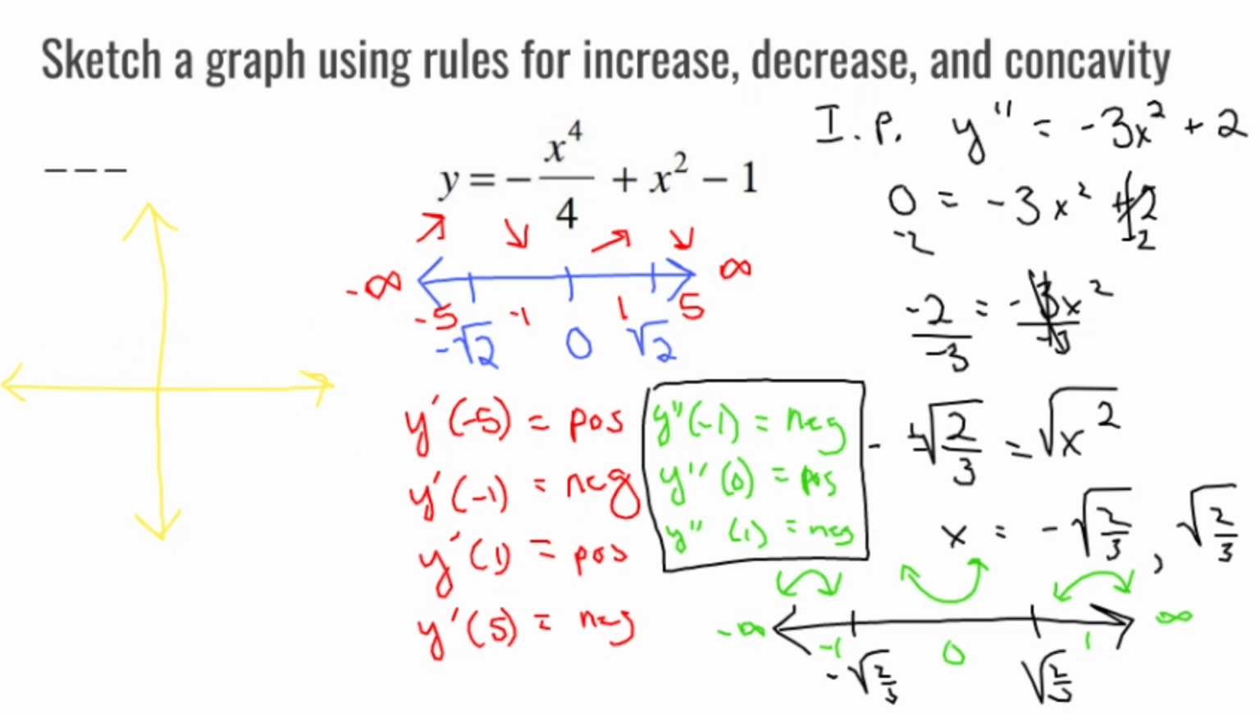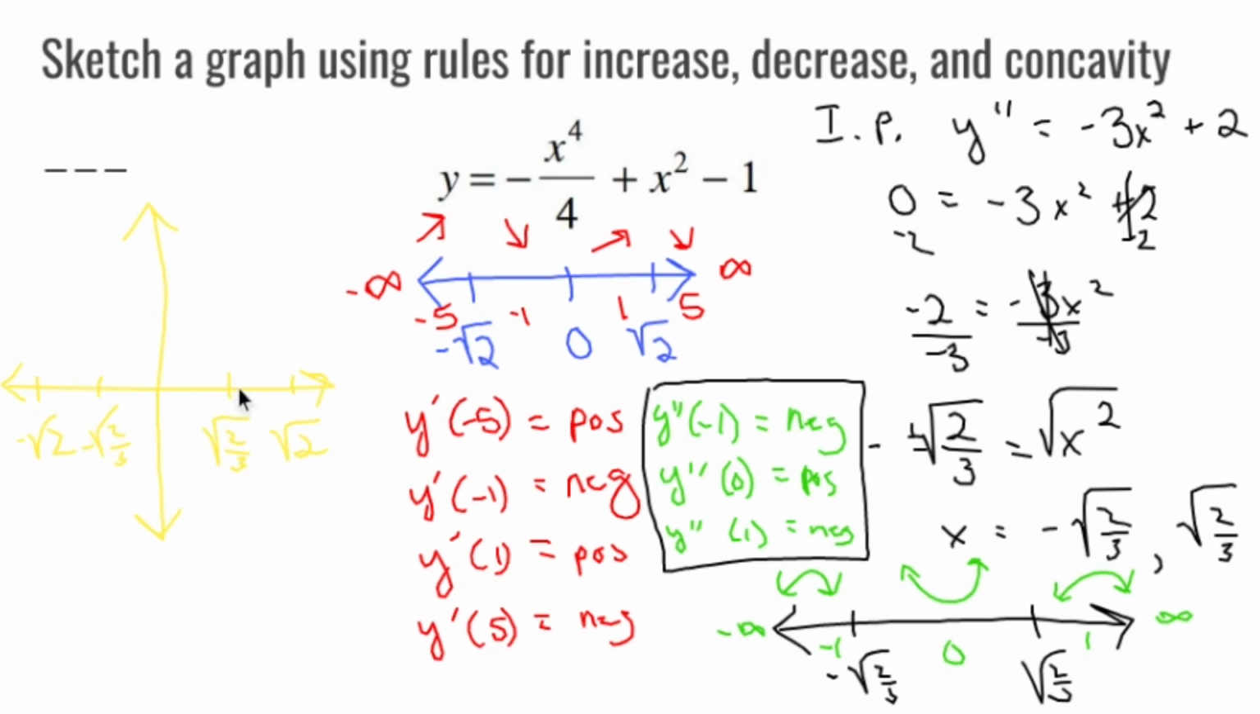The critical points and the inflection points are what really matter. Okay, so I care about the negative square root of 2. I care about the negative square root of 2/3. I care about 0. I care about the positive square root of 2/3. And I care about the positive square root of 2. And I think I've hit everything. Negative root 2, I got it, 0's there, I got it.